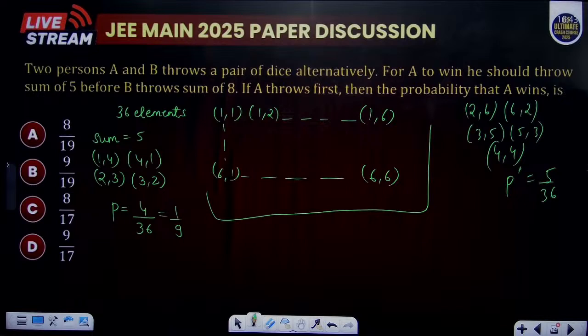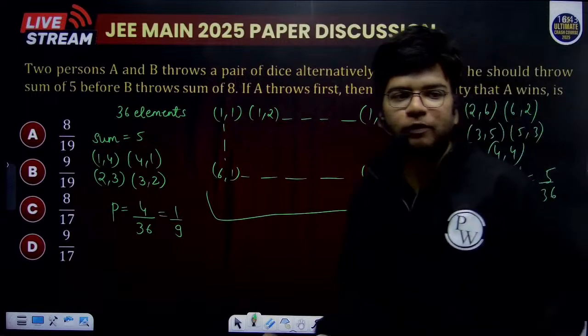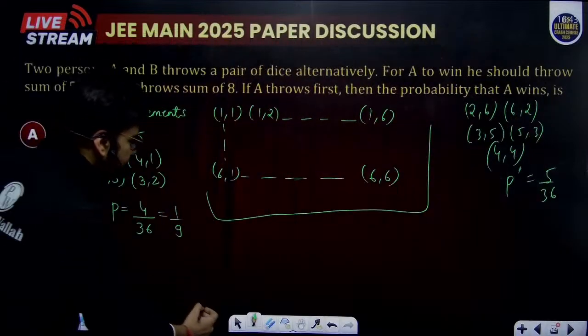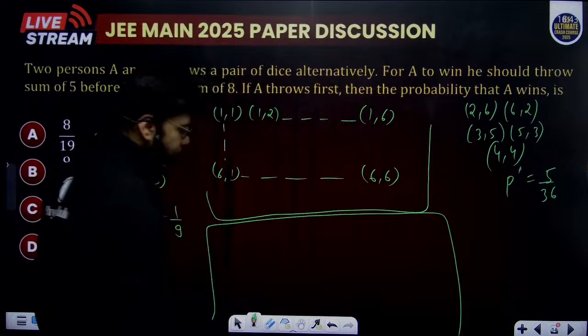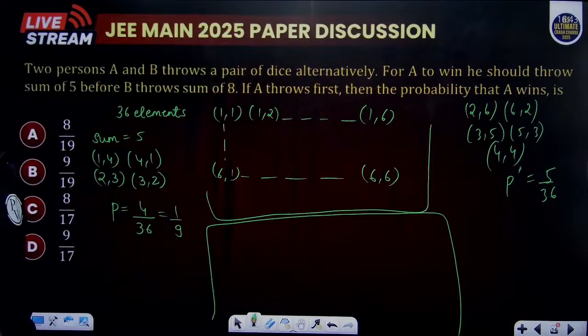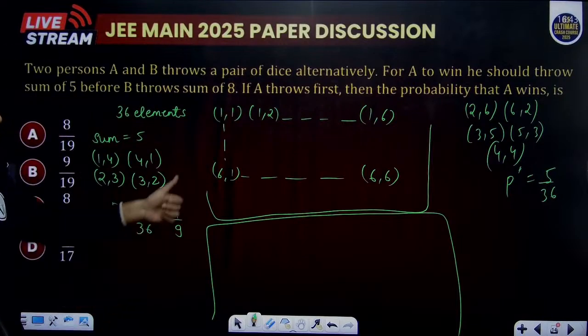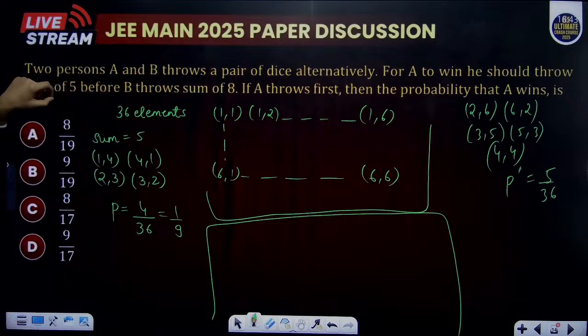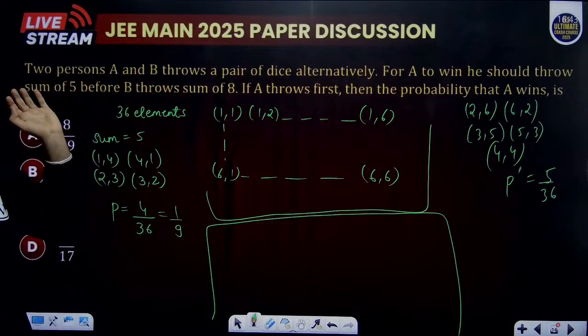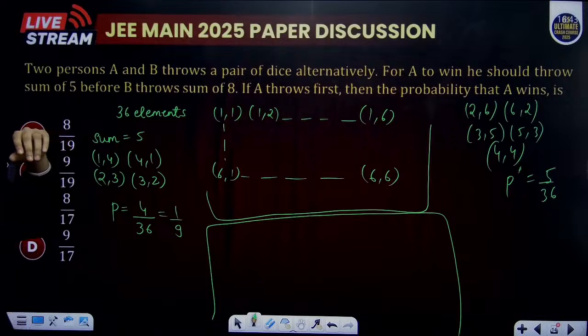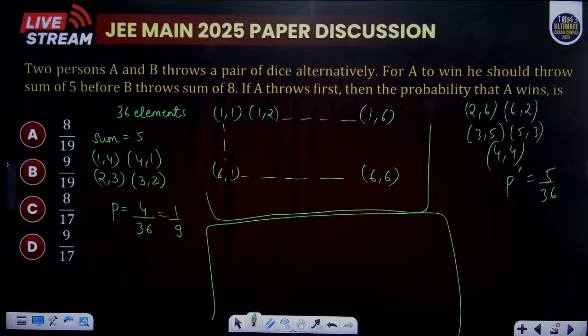Right. Now you want A to win, and it is given that A throws first. A is throwing the dice first. So what all possible combinations can be there? For example, if A throws at the first instant and you get a sum of 5, then A wins the game. B won't even get the chance, right? Now, if A fails, B also has to fail in order for A to win in the next attempt.